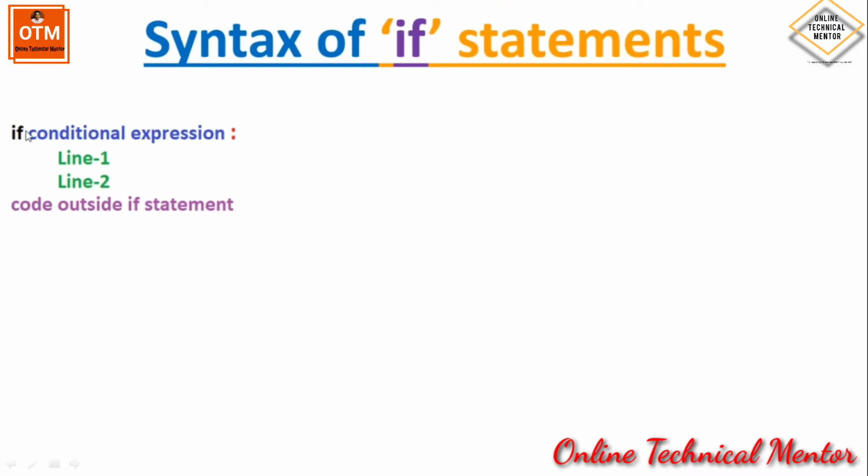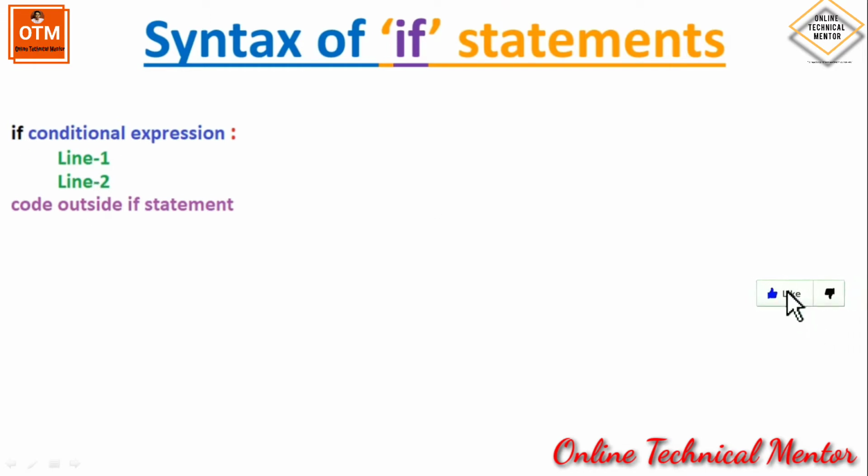So again I am repeating, if this conditional expression is satisfied or becomes true, it will execute the lines under this if statement, that is line 1 and line 2 in this case. And if it is not satisfied, it will just ignore the code under this if statement, that is, it will ignore line 1 and line 2, and come directly to the rest of the code written outside the if statement. We can write any number of lines under this if statement.